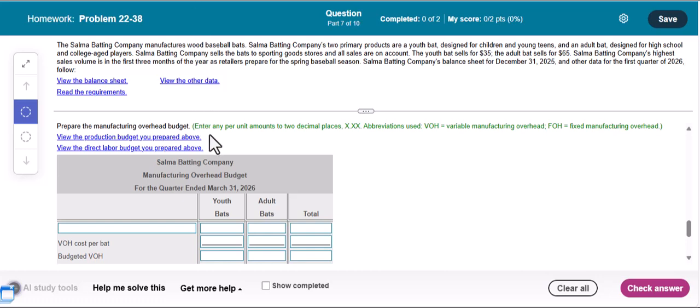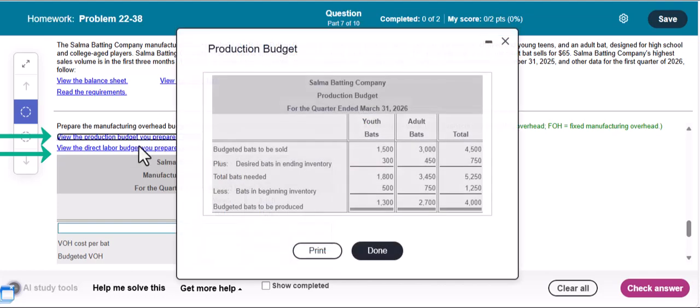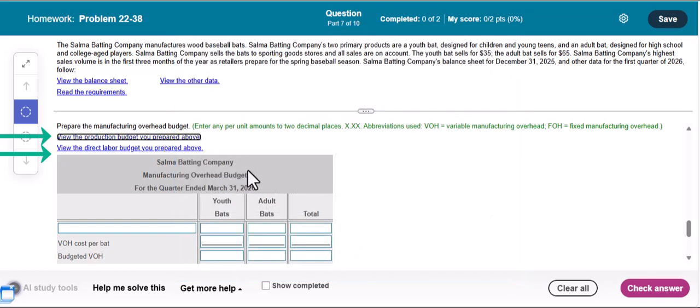And in the previous videos, I think I failed to mention that these links that we have here open up our production budget and our direct labor budget, so we don't have to scroll back up and down. However, please note, these links are only available in the homework. In the tests and the pre-tests, they won't be available here, so you'll need to scroll. Because if you had the links, it would give you the solution.